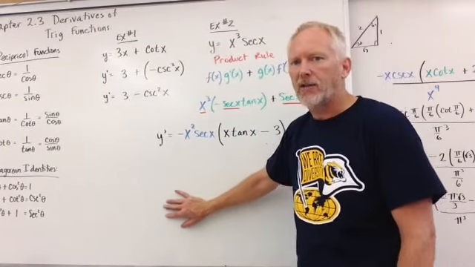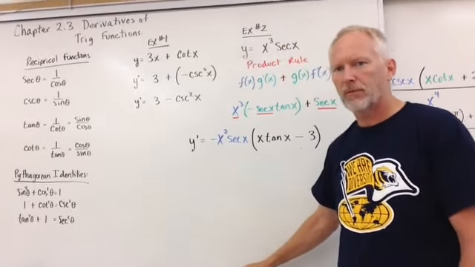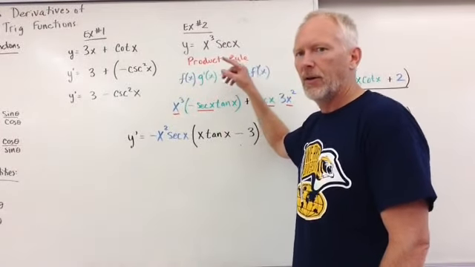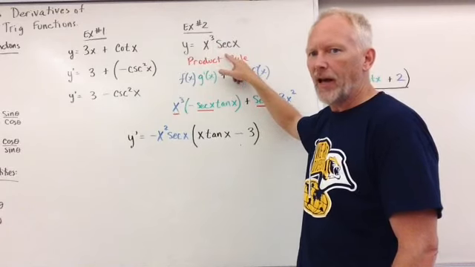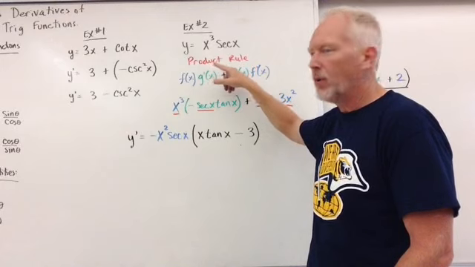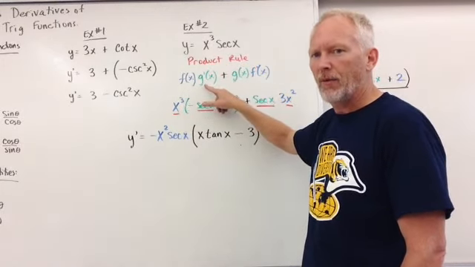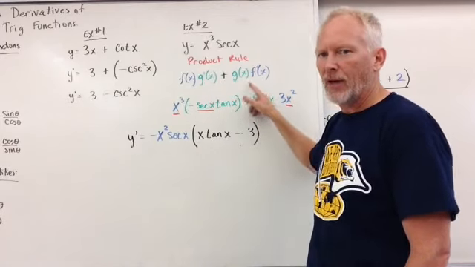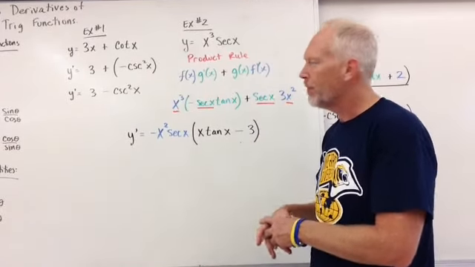All right, our next example is right here. Y equals x cubed secant x. Well, in this case, we do have a product rule. So what we want to do is utilize f of x times g prime of x plus g of x times f prime of x. Make sure this is in your notes. We're going to need this quite a bit from here on out.